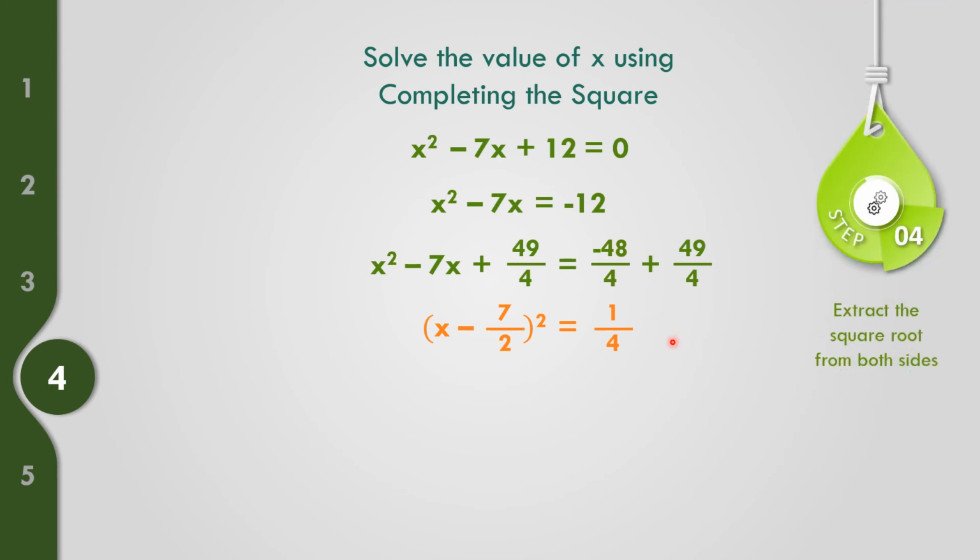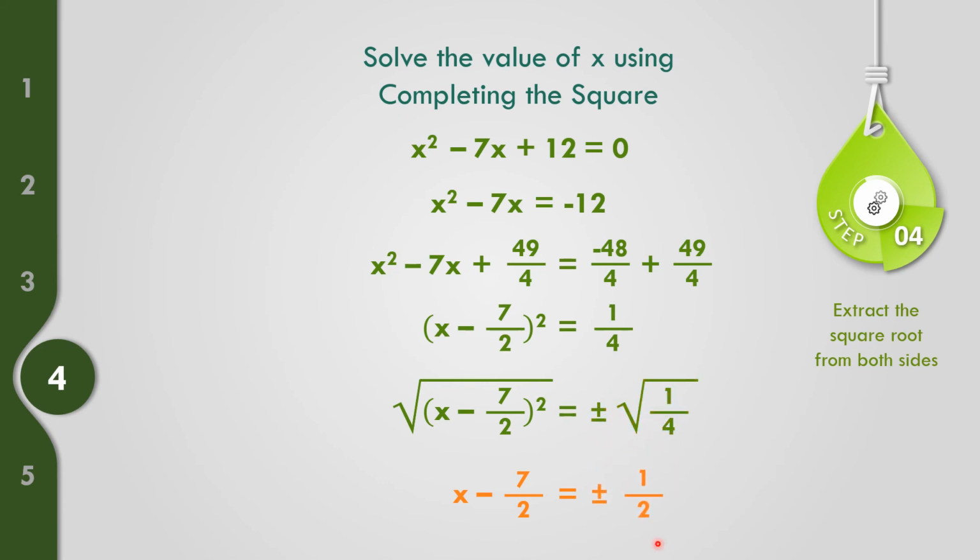And then afterwards, let us extract the square root from both sides. So that becomes the square root of the quantity x minus 7 over 2 squared. It is equal to positive negative the square root of 1 over 4. So cancel the 2 and the radical sign. So that becomes x minus 7 over 2 is equal to positive negative square root of 1, which is 1. Square root of 4 is equal to 2.